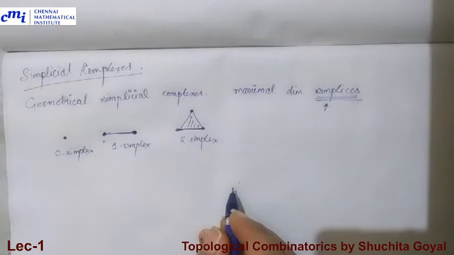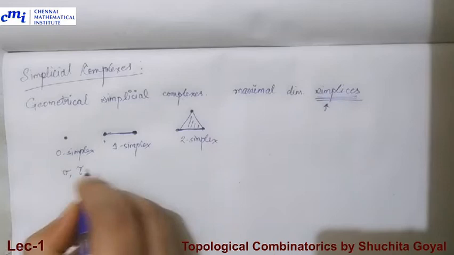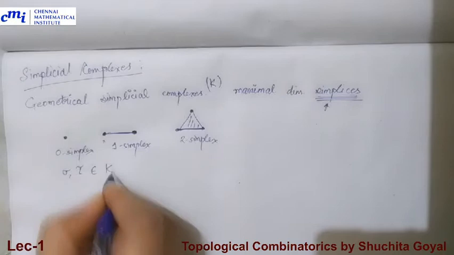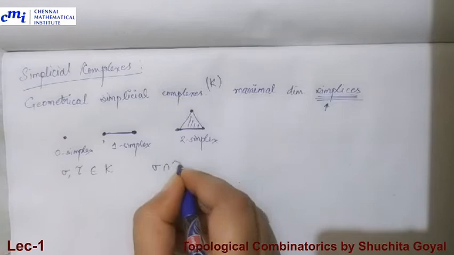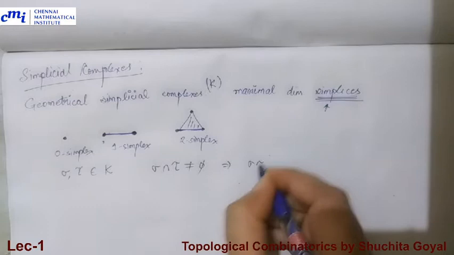So the major condition that comes here is that if you take sigma and tau, let's say in some K, sigma and tau are two simplices of K such that sigma intersection tau is non-empty, then sigma intersection tau should also be a simplex.